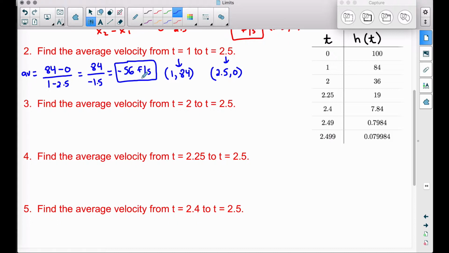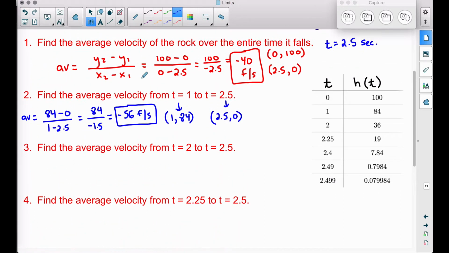per second. And what I want us to start noticing is that here, initially, our time interval from 0 to 2.5 seconds, that was a 2.5 second time interval. Now this time interval here is only 1.5 seconds because we're going from 1 to 2.5 seconds. Look at our time interval here. It's getting shorter and shorter and shorter. And this is where I want you to maybe start thinking about a limit.